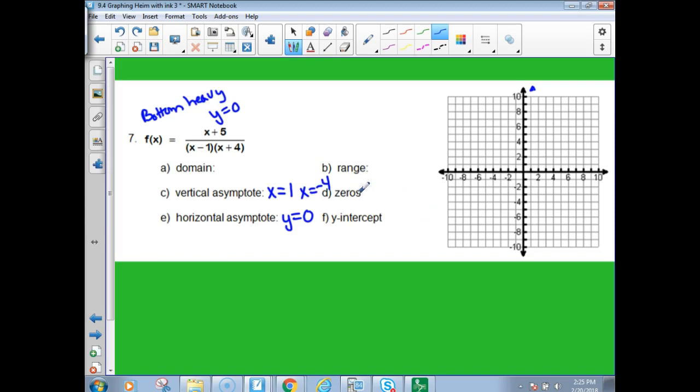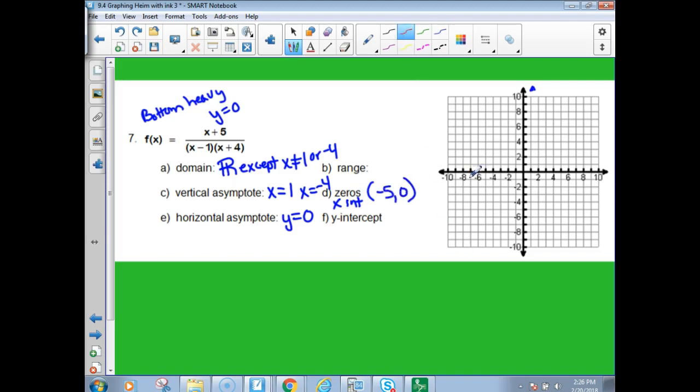Zeros are found by, okay, I don't know why these are all out of order, but the domain will be all reals except 1 and -4. x can't equal 1 or -4. I'll check out the range in a minute. The zeros are what makes the numerator 0. That's actually an x-intercept. That would be the point -5, 0.